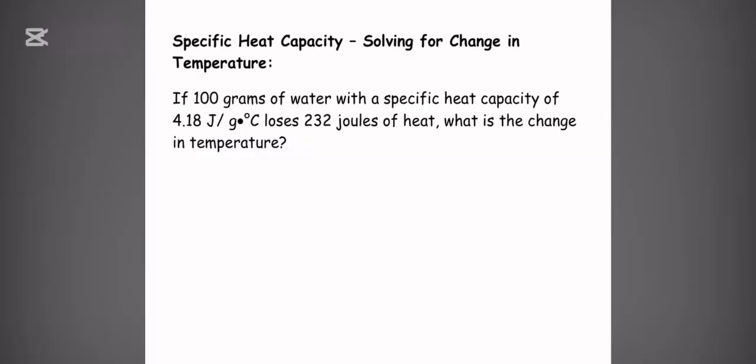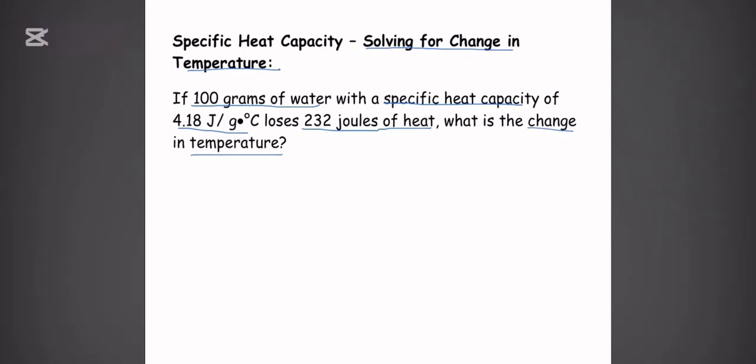But to look for our specific topic, we have to look for delta T, which will be explained if 100 grams of water with a specific heat capacity of 4.18 joules per gram degree Celsius loses 232 joules of heat, what is the change in temperature?